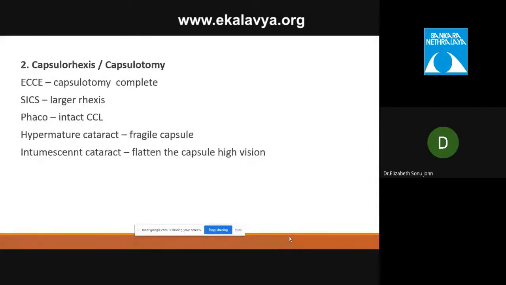Similarly, in cases of hypermature cataract, we should expect a fragile capsule. There will be fibrosis, and in intumescent cataract, it will be dome shaped. So you have to flatten the capsule. Otherwise, when we try doing a capsular rhexis, the rhexis capsulotomy can extend and cause a PCR.